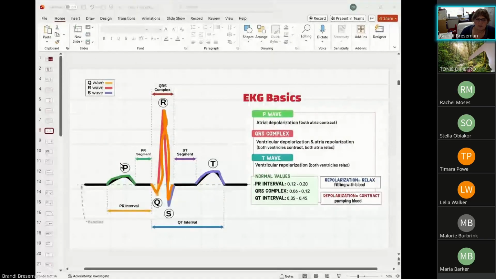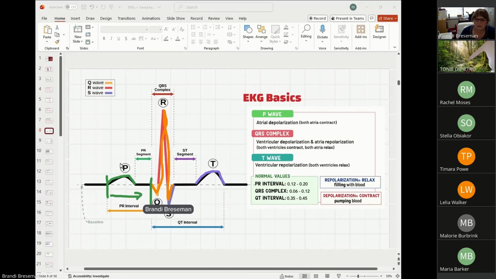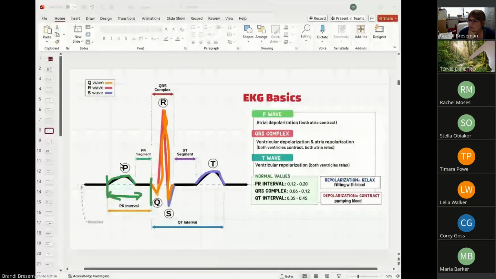When we go to measure, we're going to measure our PR interval, which is from the beginning of our P wave to the beginning of our Q, and that is our PR interval. Okay. Normal PR interval is 0.12 to 0.2 seconds. You guys will have to memorize these. You have to know them.